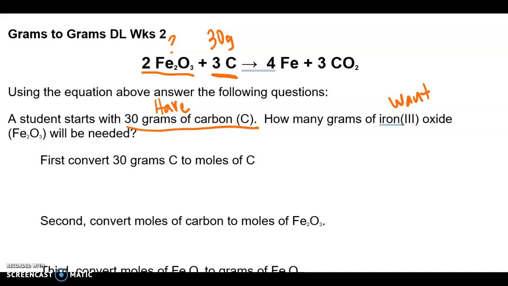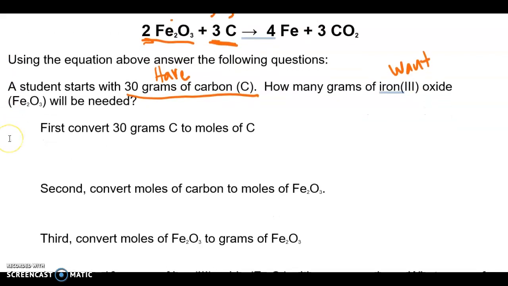So we need to get our grams into moles, because moles is the only way that we can go from one chemical, such as carbon, to another chemical, iron 3 oxide, using the 3 and the 2 for the mole ratio. So it's going to take us 3 steps. And I have shown you here how to do this.